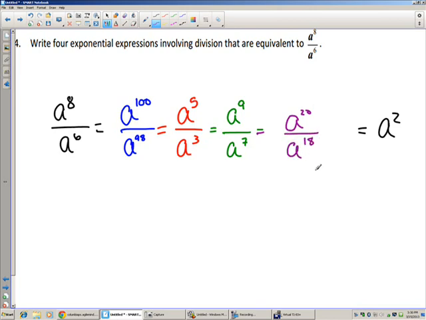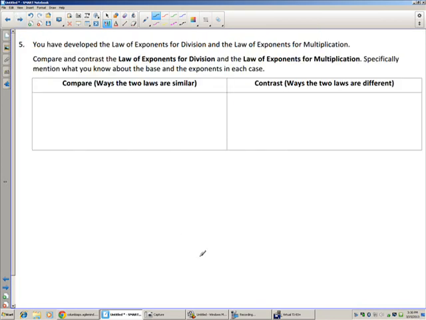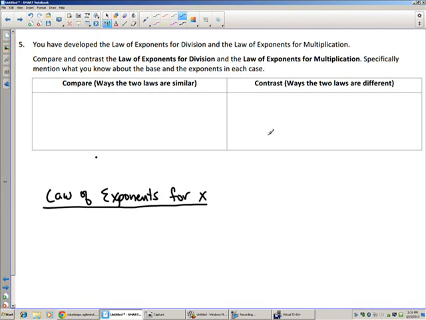Alright, so you have developed a law of exponents for division and for multiplication. Compare and contrast these laws and specifically mention how you know the base. So let's talk about these laws. The 2 laws in question are the multiplication law, the law of exponents for multiplication. I'm going to abbreviate. I'm just going to put it for multiplication. And over here, let's write in blue, we have the law of exponents for division.